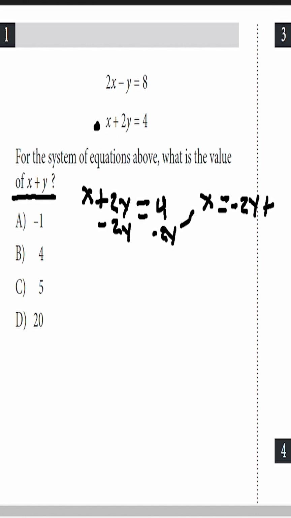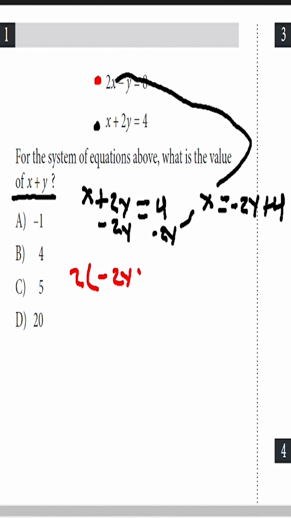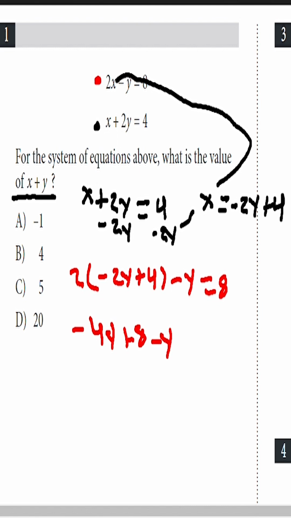And then what we're going to do is use that x in the other equation and substitute what we got on the other side. So instead of having x, we're going to plug in negative 2y plus 4. I'm going to do this in red, so it's a little bit easier to tell what I'm doing. So we're going to have 2 times (negative 2y plus 4), close parentheses, minus y, which is the rest of the equation, equals 8. Okay, now what I'm going to do is simplify everything, distribute. So I'm going to have negative 4y plus 8 minus y is equal to 8.